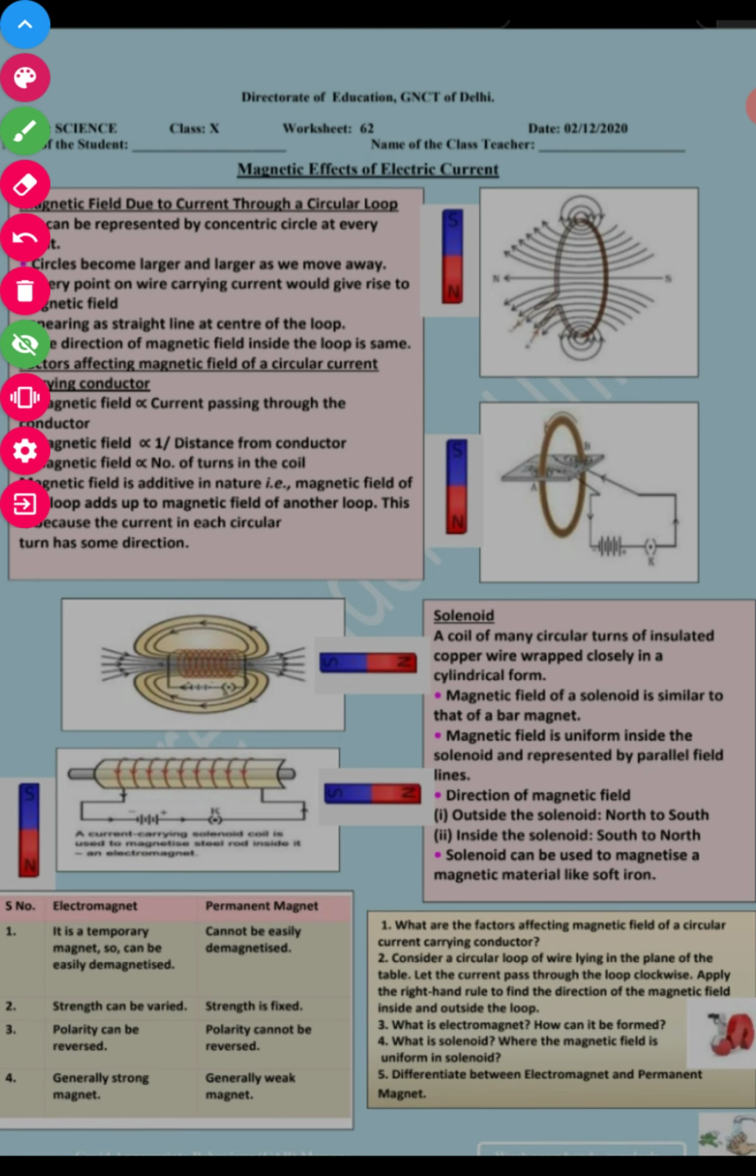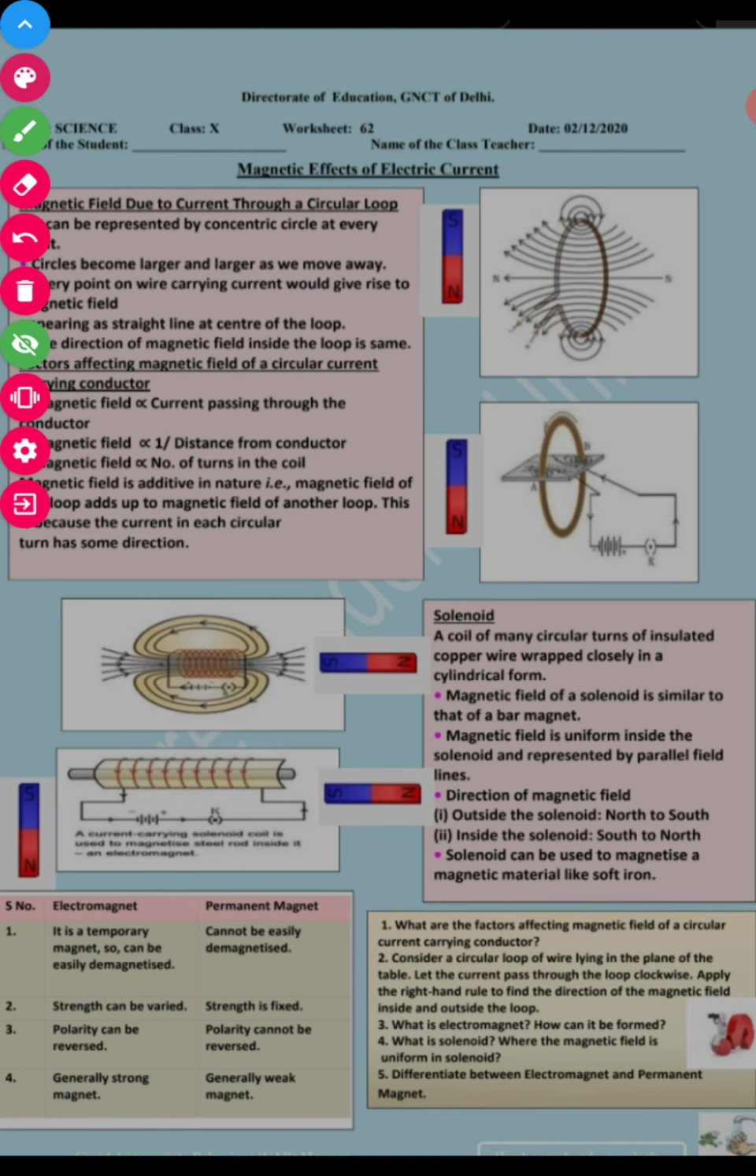Okay, now coming to the question answers part. What are the factors affecting the magnetic field? Then you have to write all these factors related to the magnetic field. Magnetic field is directly proportional to the current through the conductor, inversely proportional to the distance from the conductor, and directly proportional to the number of turns, etc.